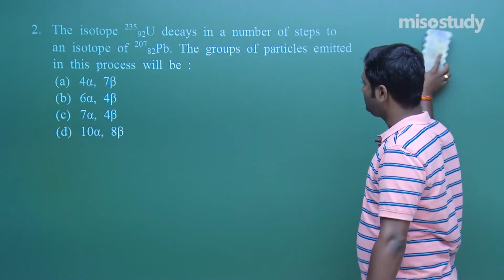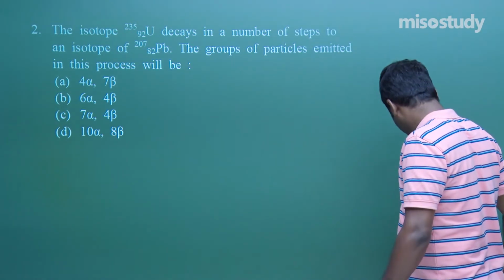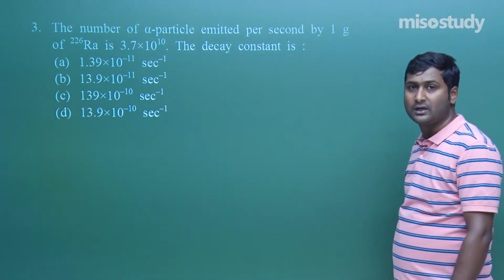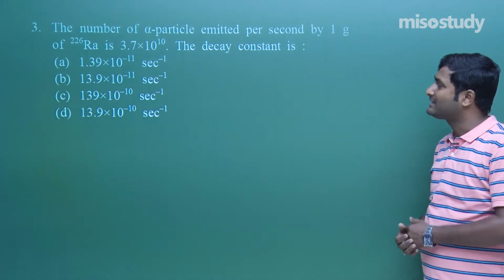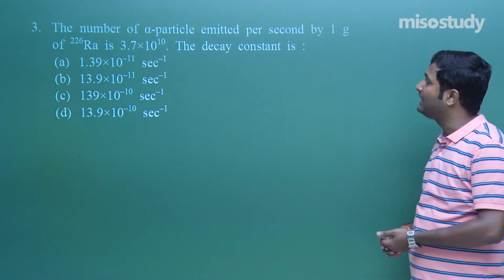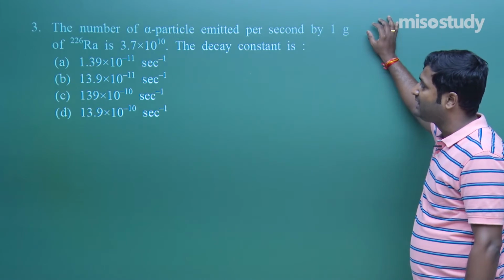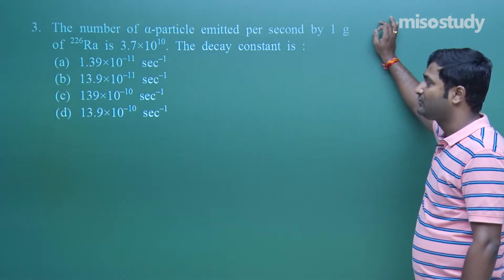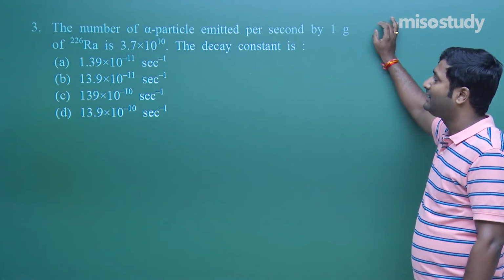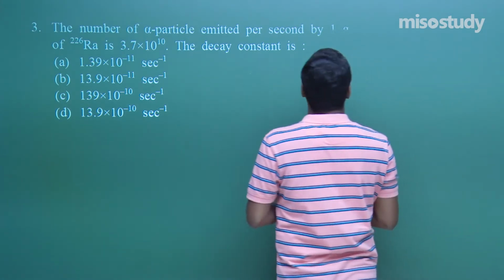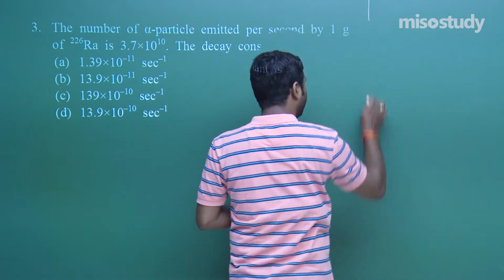Clear? Now let's move to the next question. Look at what the question is. Check what is given here. The number of alpha particles emitted per second by 1 gram of radium is 3.7 × 10^10. Here you have to find the value of the decay constant.